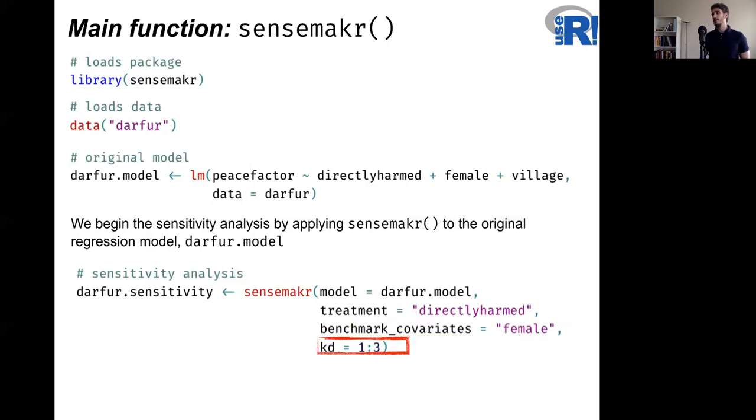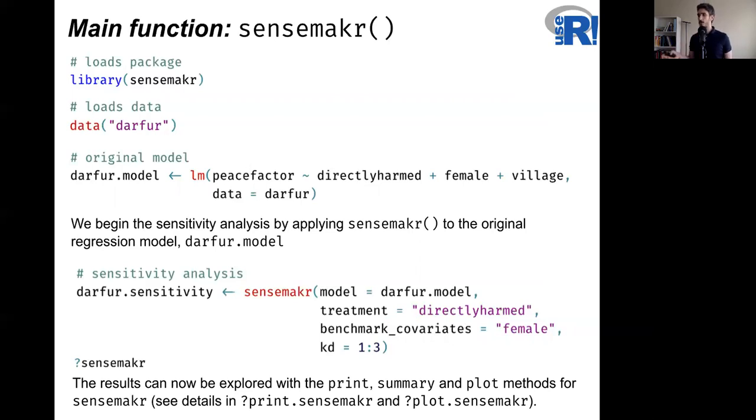And finally, we tell sensemakr how many times stronger the confounder is related to the treatment and to the outcome in comparison to the observed benchmark covariate, in this case, female. So here we are saying that we want to investigate the maximum strength of a confounder once, twice, or three times as strong as female in explaining treatment and outcome variation. There are other arguments to the sensemakr call, and here I'm making use of default arguments, and you can check the details in the help documentation. So after calling sensemakr, we can explore all the sensitivity results with the print, summary, and plot methods.